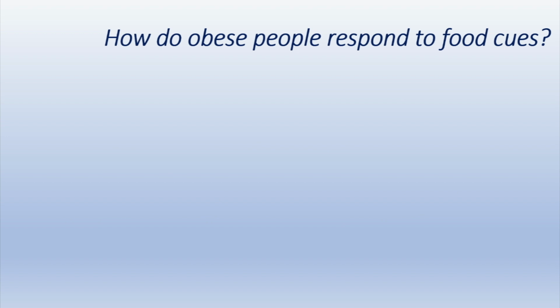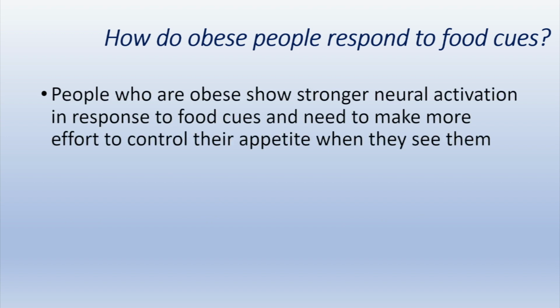Okay, and then finally, how do obese people respond to food cues? People who are obese show stronger neural activation in response to food cues and need to make more of an effort to control their appetite when they see them. Obviously we've got cues all around us. There are adverts, TV adverts, things on social media. And if you are obese, researchers found that it's harder for you to not think about those cues and want to go out and buy a Big Mac or unhealthy food, a Starbucks or something like that. Actually that's quite surprising, isn't it?